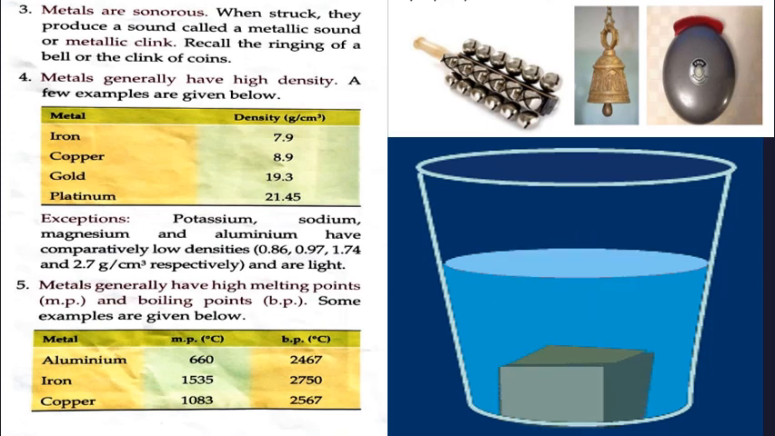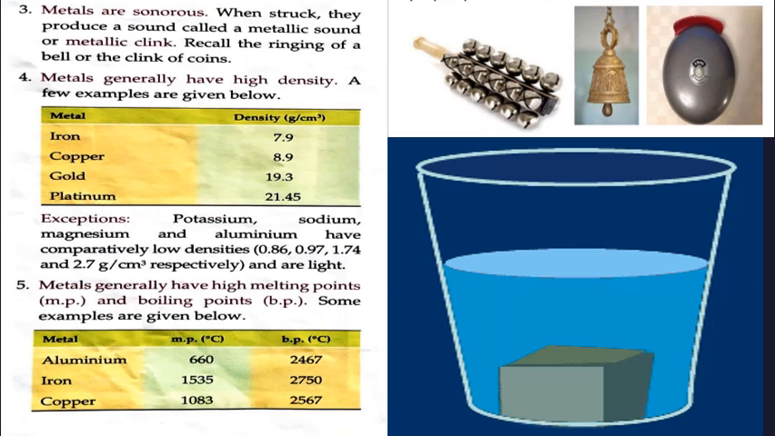We should know that there are a few exceptions also. For example, potassium, sodium, magnesium and aluminium. They have comparatively low densities and are light. These metals don't show the property of being highly dense. That is why they will always float over water and will never sink, because their density is less. So you should remember these exceptions.